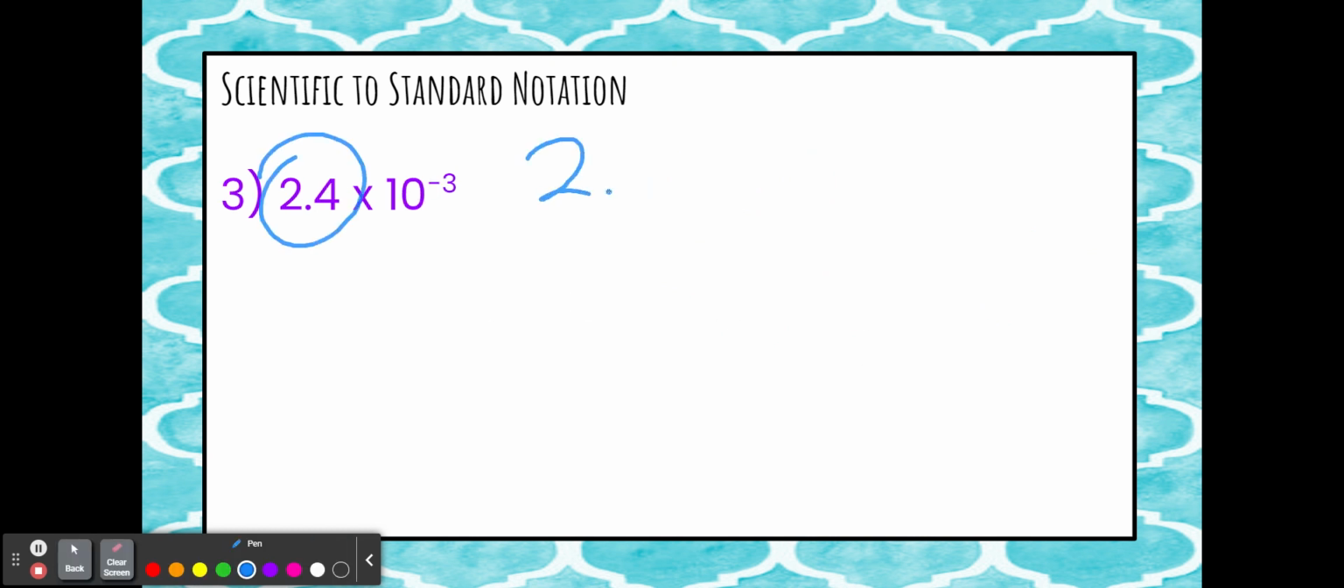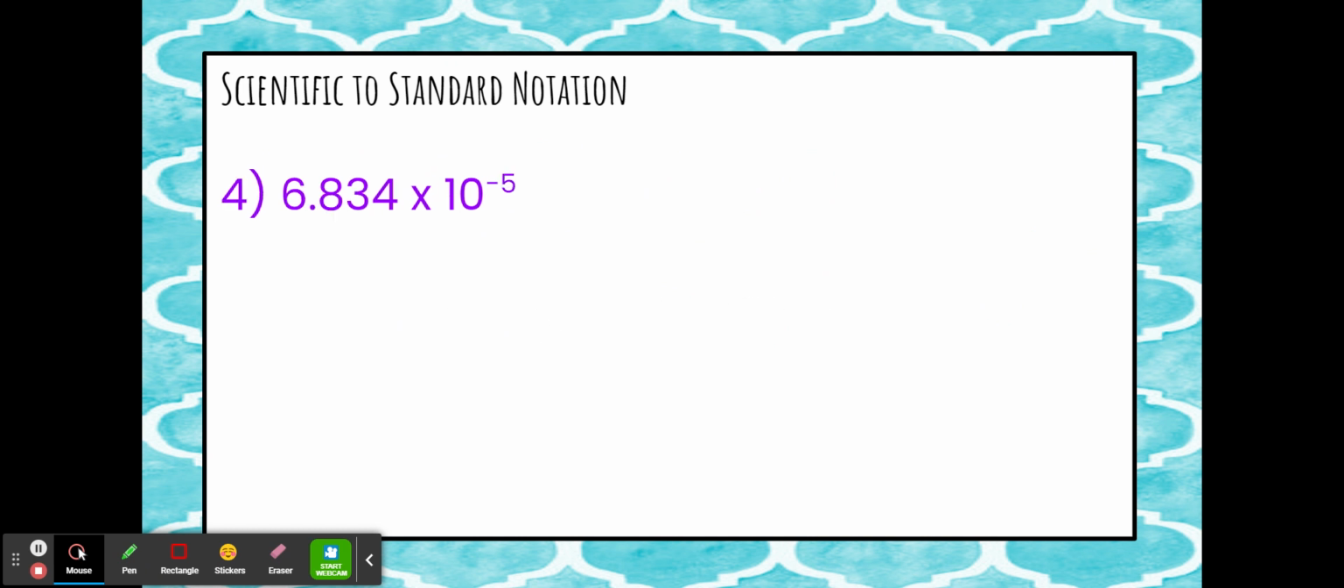So I'm going to write our 2.4. And if you notice, this time our exponent is a negative number, which means we're going to move it to the left. 1, 2, 3. We're still going to fill those spaces in with zeros. And remember, this time our decimal's at the very beginning. So when you're writing numbers less than 1, you have a 0 at the start, so 0.0024.